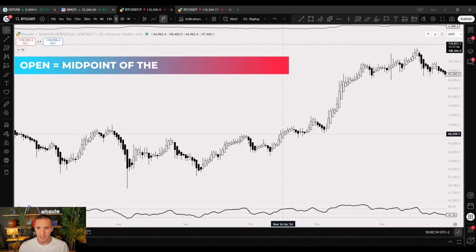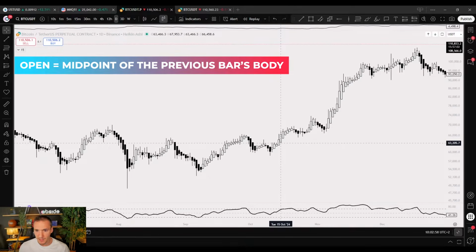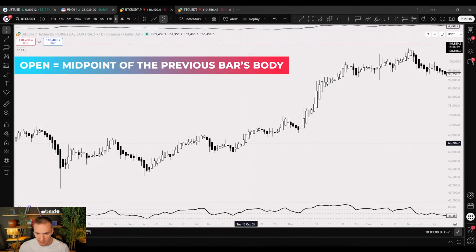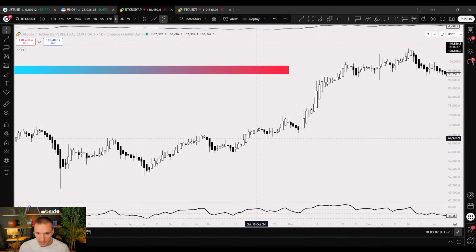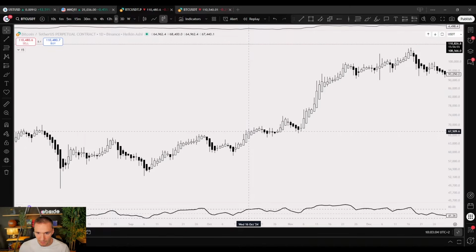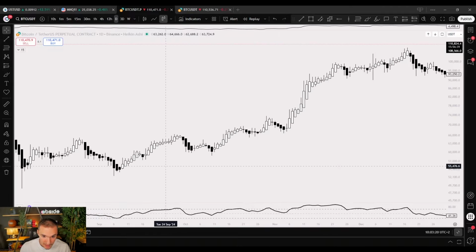The open is the midpoint of the previous candle's body. So if you check, you can see that each candle opens at the midpoint of the body of the previous candle. And this is like this everywhere. So if you can see here, we see that it opens right in the center, in the middle of the previous candle's body. Then again, this one here opens right in the middle of the previous candle's body, and so on all the time on every Heikin Ashi candle.